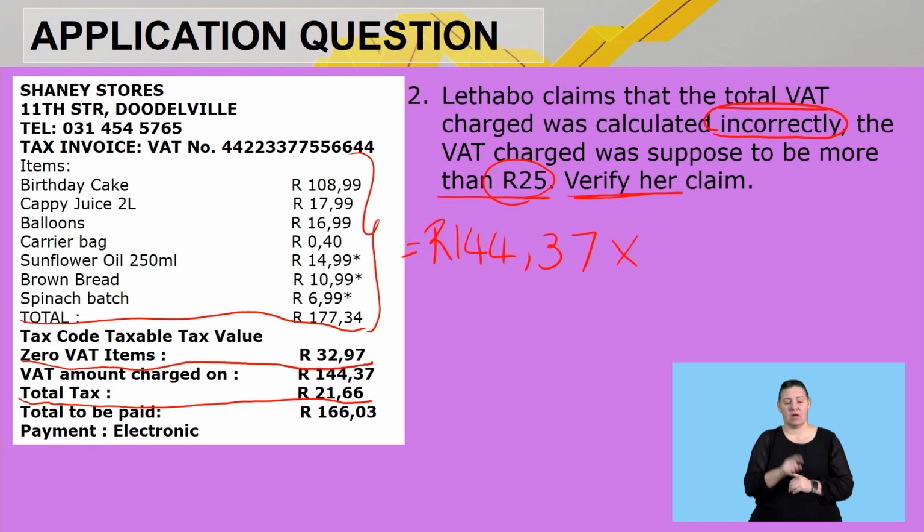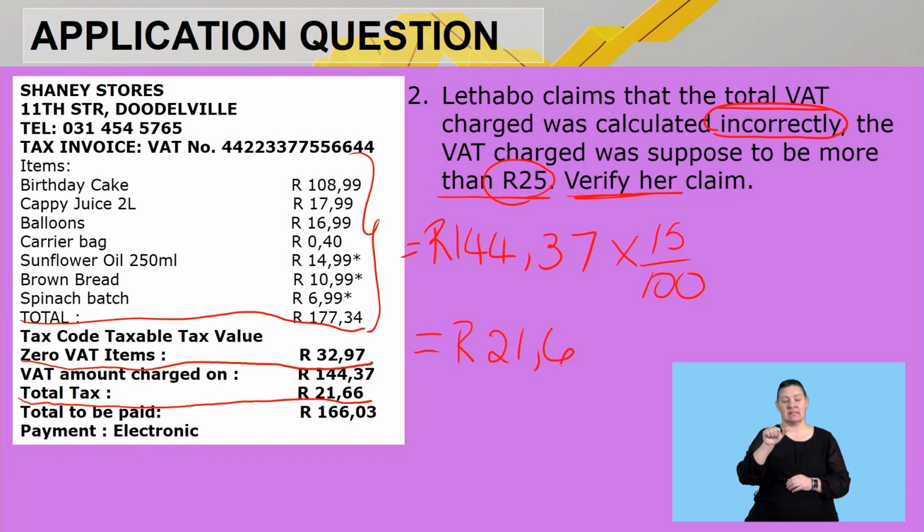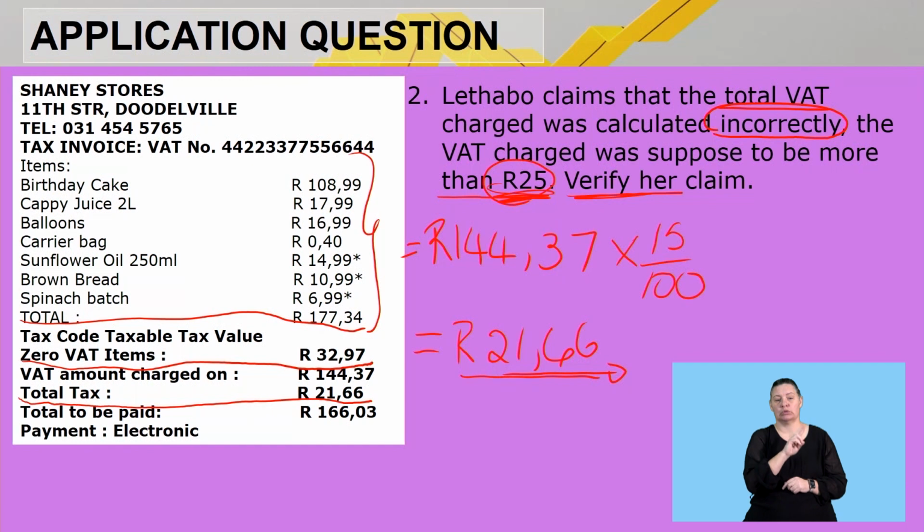Right, so now let us see the amount of VAT that will be charged on this. So we are going to say 144.37 multiplied by 15 over 100. This gives us an amount of 21 Rand 66. So Lithabo's claim was incorrect because she said that it should have been more than 25 Rand, only to find out that it is only 21 Rand 66.